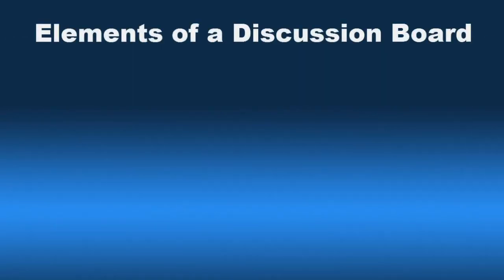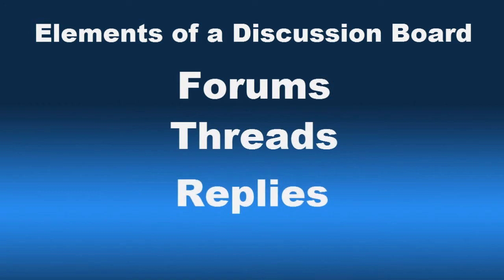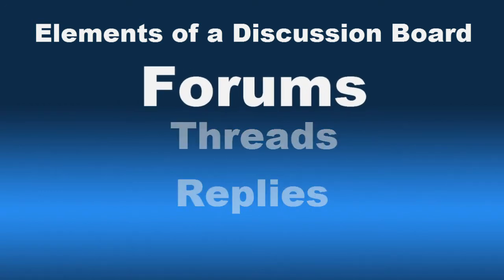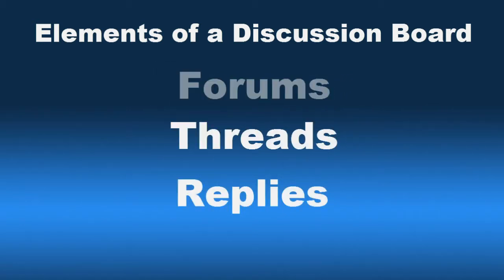The discussion boards in Blackboard are made of three basic elements: forums, threads, and replies. A forum is the highest level of organization in a discussion board, and it can only be created by an instructor. Threads and replies, often referred to as posts, reside inside of a forum. These can be created by a student or any other user.